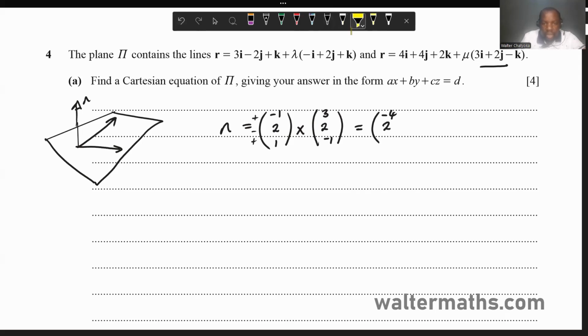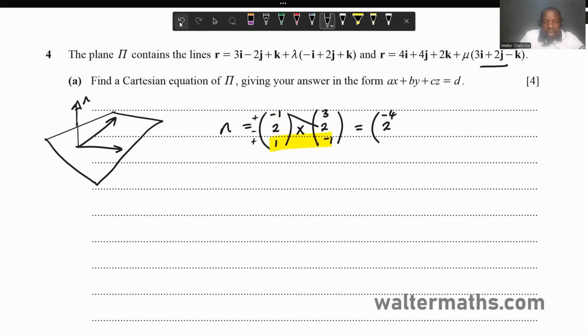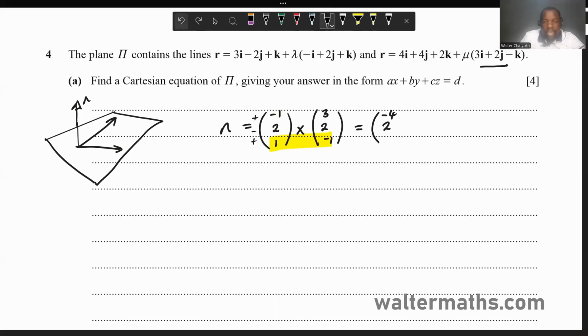Then I'll close out this and do this product, -2 minus 6, which is -8. So we have -8. This is proportional to, if we divide all of them by -2, we get (2, -1, 4). So we're going to make use of this simplified form of n. That's what we have for n.